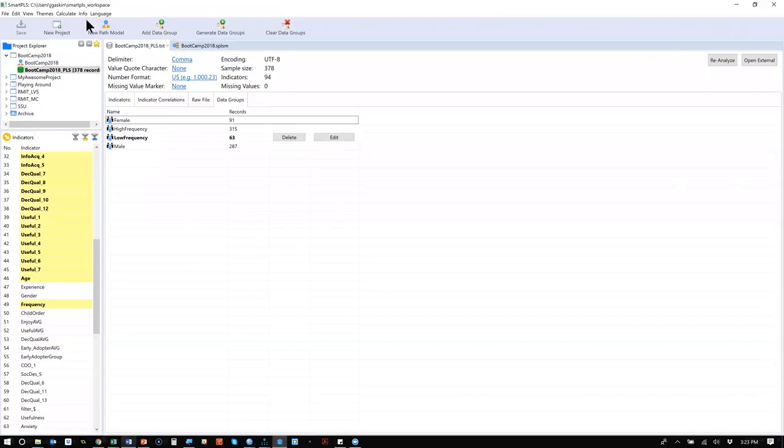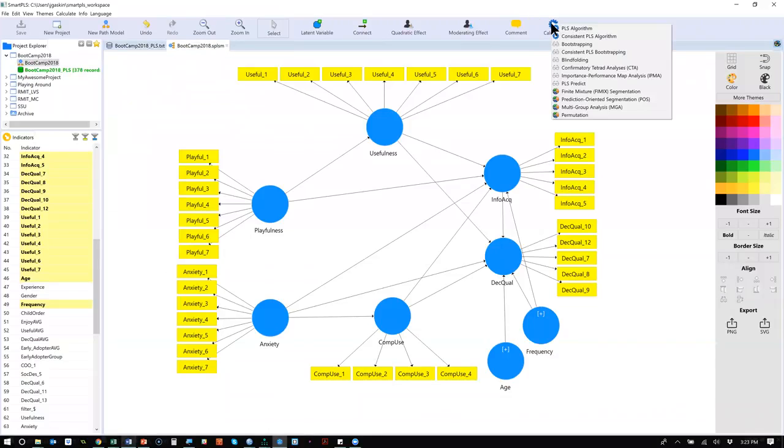Yeah, to keep track of what you've been up to. But we need to do multi-group. So let's do a multi-group, and we'll just do it with male, female. So let's go back to the model here. And what we're going to do, we're going to calculate and just do multi-group analysis right there. Calculate multi-group.